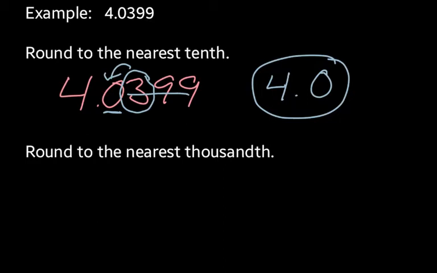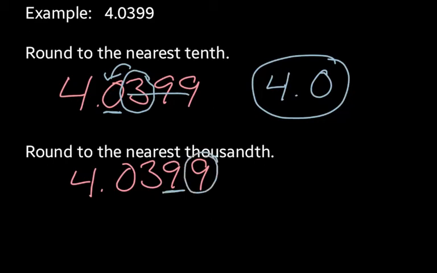Now if we round to the nearest thousandth, we'd have 4.0399, but we need to find the thousandths place. Tenths, hundredths, thousandths would be the third one over. And this one's a little tricky because if you circle the 9 after it, that's going to make that 9 go up 1. Well, if the 9 goes up 1, what does it actually go to? It goes to a 10.